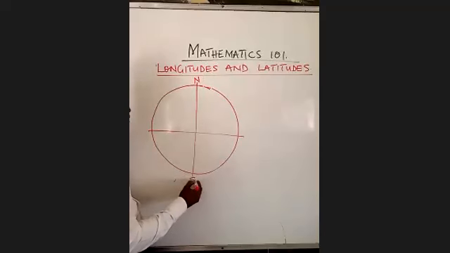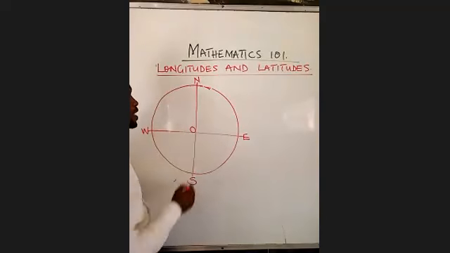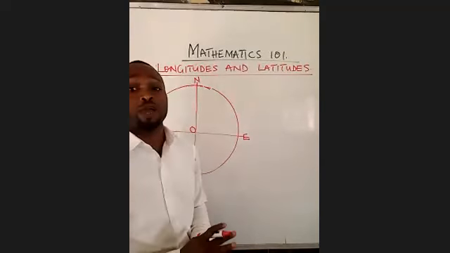South, east, and the what? And the west. And here is the center of the earth. And on the Earth surface, we have many countries.